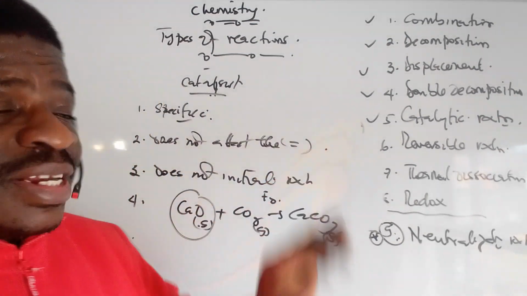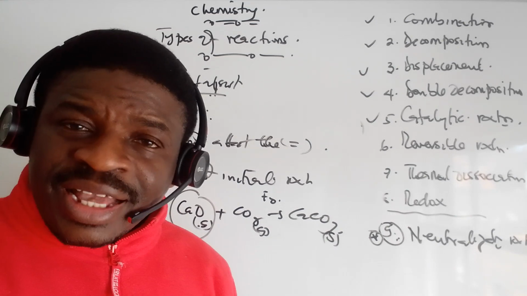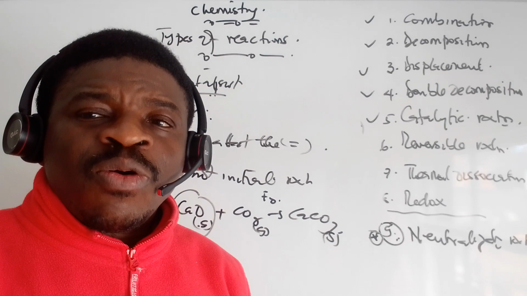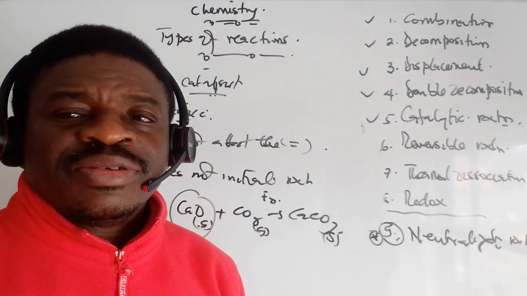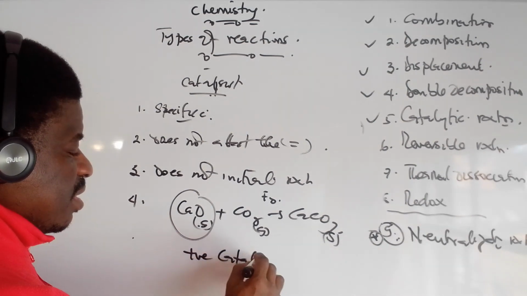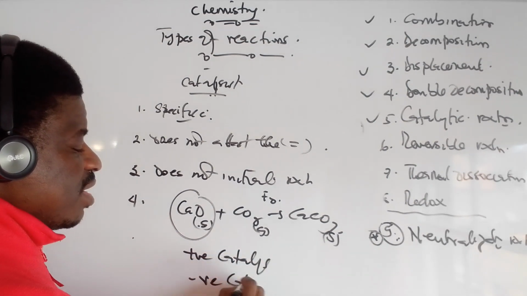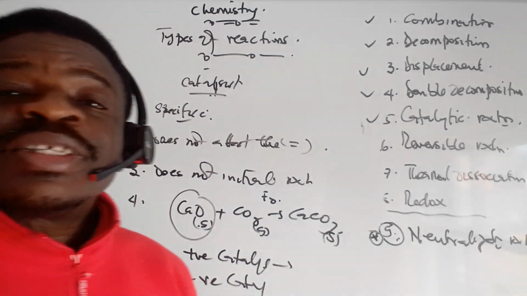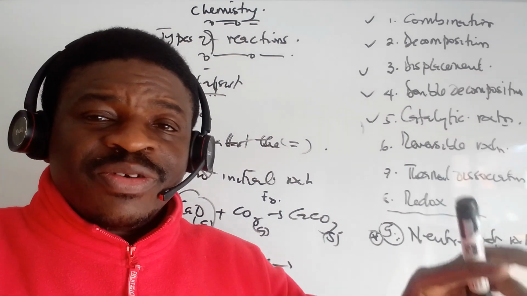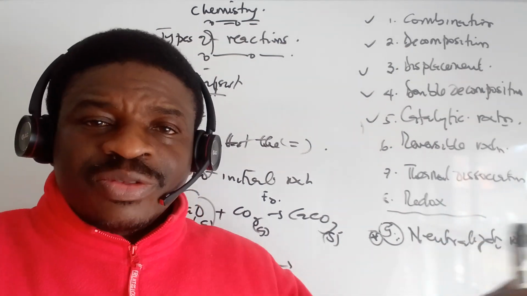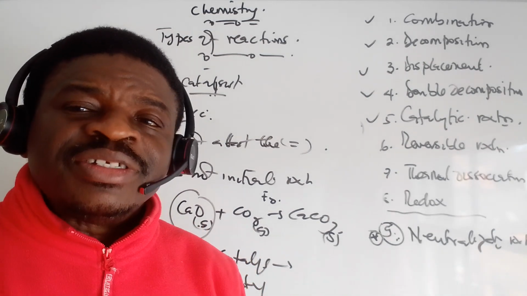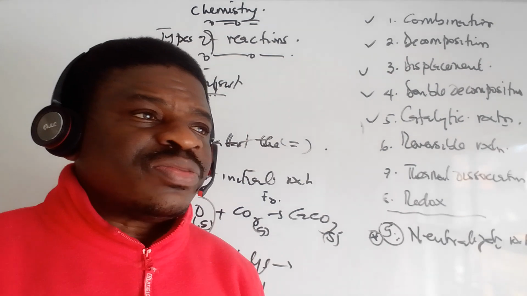Now, in the catalytic reaction, a catalyst could also be a positive catalyst or a negative catalyst. So that is another thing. We have a positive catalyst and we have a negative catalyst. A positive catalyst is the one that increases the rate of chemical reaction. So please don't make the mistake of saying a catalyst is something that only increases. No, a positive catalyst increases the rate of chemical reaction, and a negative catalyst decreases the rate of chemical reaction.